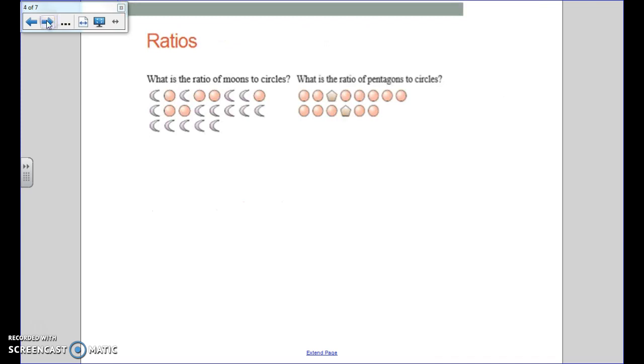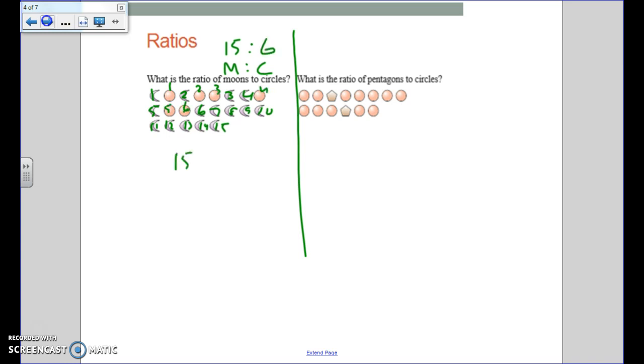Here are some harder examples. You have pictures here on this one, and there are actually 2 problems here. They got squished together a little bit, but it says, what is the ratio of moons to circles? I'm thinking about it as moons to circles. The first thing I need to do is figure out how many moons there are. I have 15 moons, and I see 6 circles, so 15 to 6 is the ratio of moons to circles.